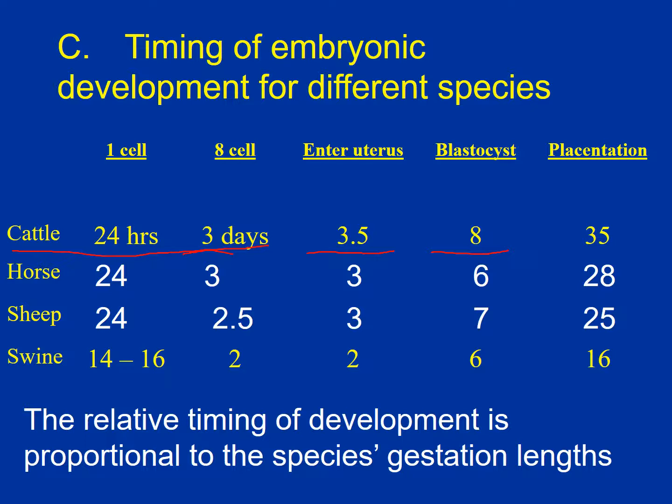At 5 weeks, 35 days, we have placentation. Placentation means that the placenta is now embedded against the uterine wall, and we have active exchange of nutrients between the uterus and the placenta.